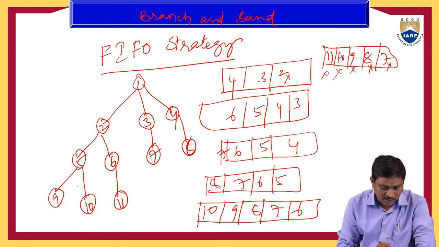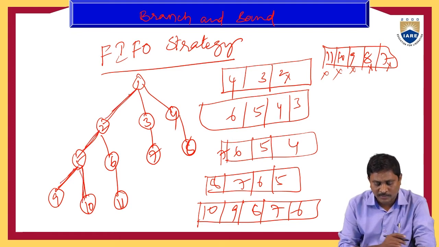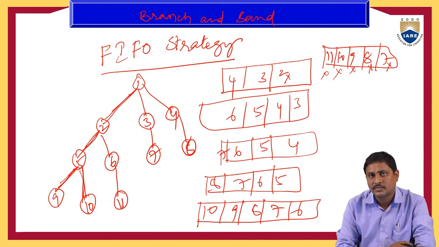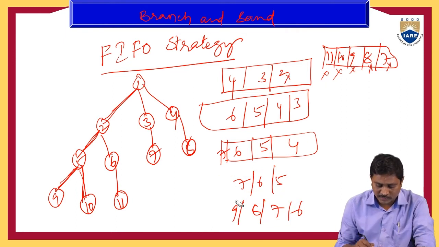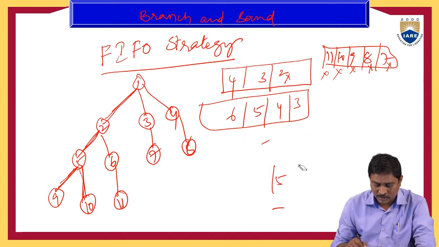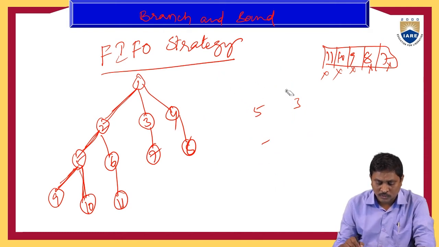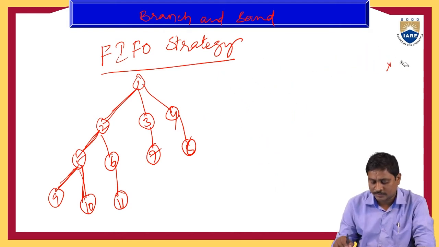So now here we see that among the solutions, which one is the optimal solution? We choose that optimal solution. So in this way, we find the optimal solution by using the first in first out strategy under this branch and bound technique. Next, similarly, we come to the last in first out strategy.